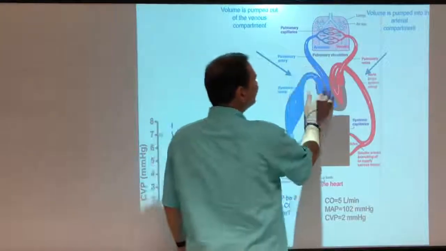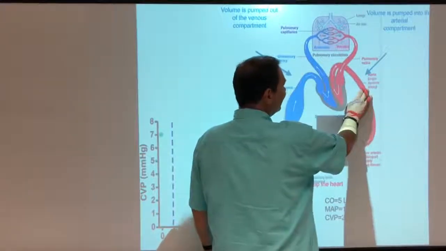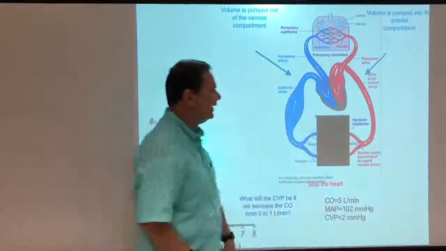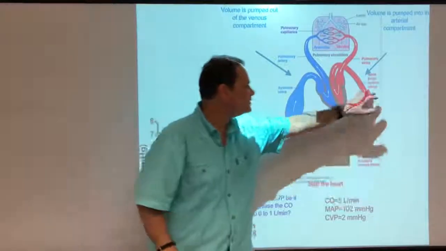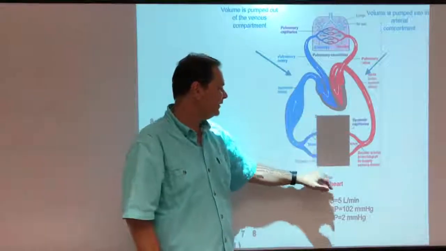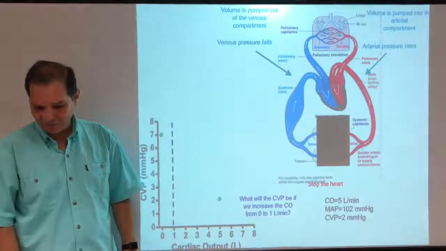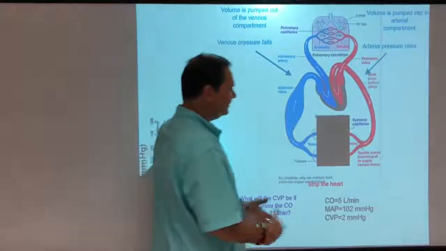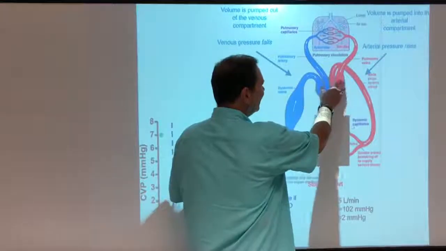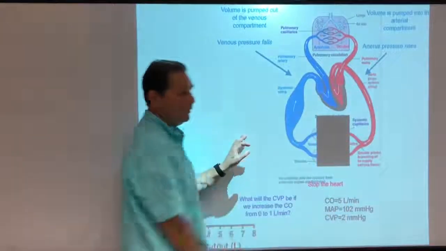Volume is removed from the venous compartment, and it is added to the arterial compartment. Okay? And as that happens, arterial pressure rises, venous pressure drops, and we start to get flow through the system again. So now we ask, what's the delta P going to be when we come to steady state again, when our cardiac output of 1 is equal to our systemic flow of 1?